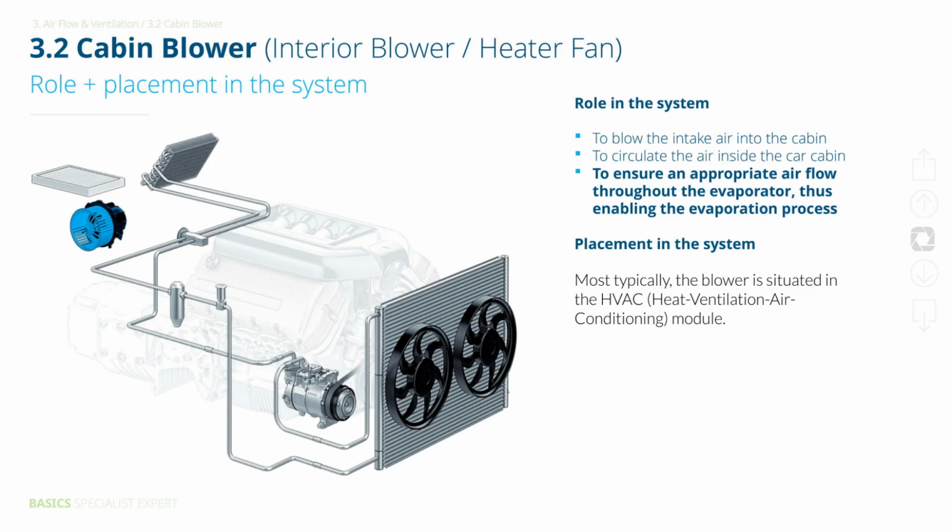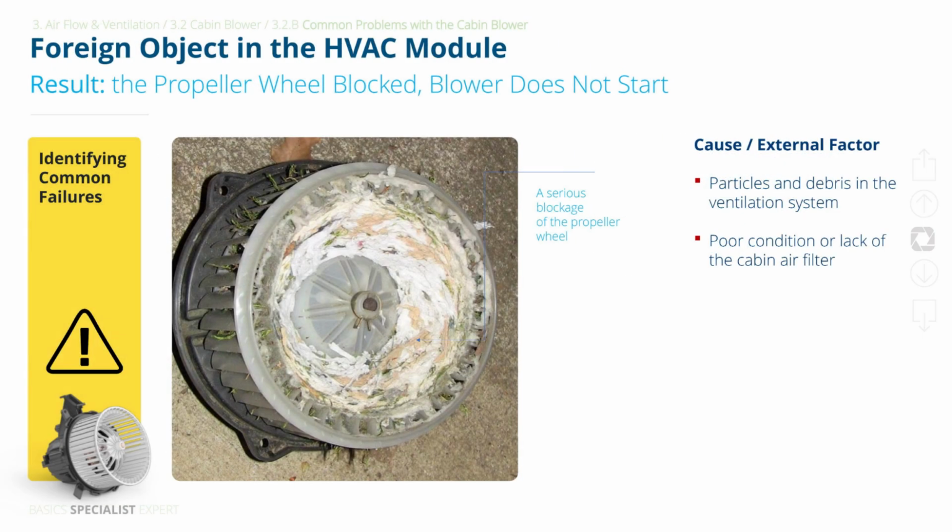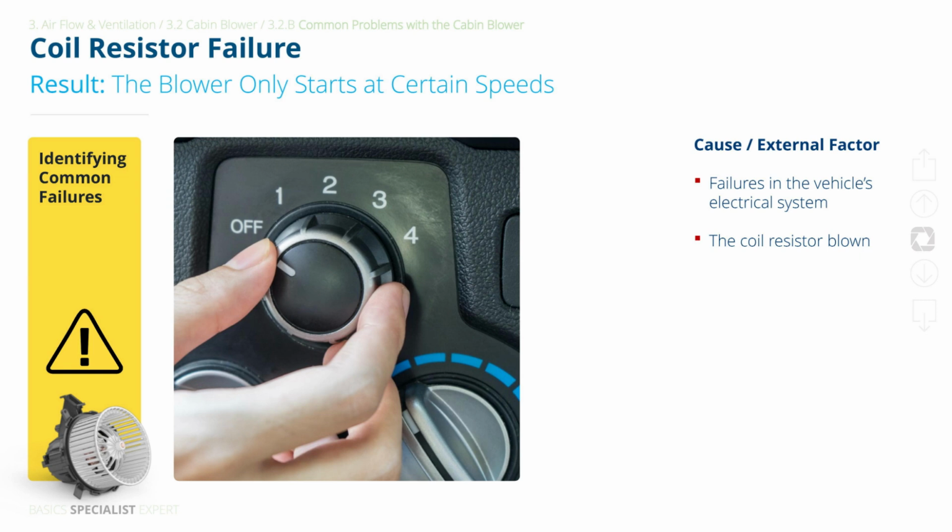The blower pushes air through the cabin, keeps it circulating, and drives airflow across the evaporator so cooling can happen. It's usually tucked inside the HVAC module behind the dashboard. Dust and debris in the vents, or a dirty or missing cabin filter, can easily cause problems. Electrical faults or a burned-out resistor can cause the blower to work only on high speed, since it then gets full battery voltage. Electrical faults or a failed control unit can trigger issues, and the OBD tool should flag the error.